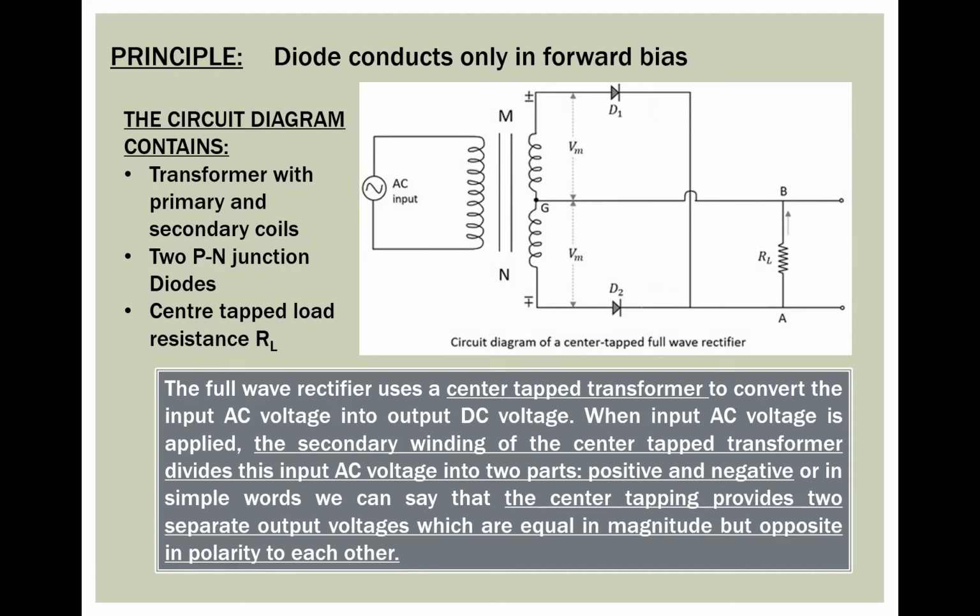So this is the operation of the full wave rectifier. In the full wave rectifier, we are giving an AC input voltage. This AC input voltage is given to the primary winding. The primary voltage, for example, we are assuming 230 volts as the AC input voltage. It will be converted to a lower voltage, for example either 12 volts or 10 volts, depending upon our application.